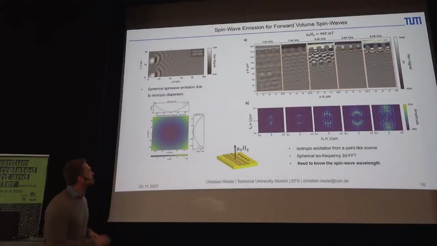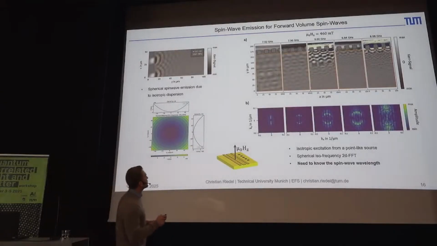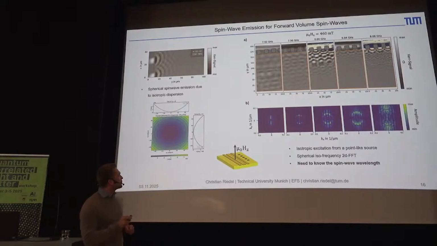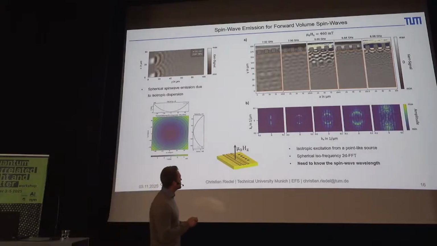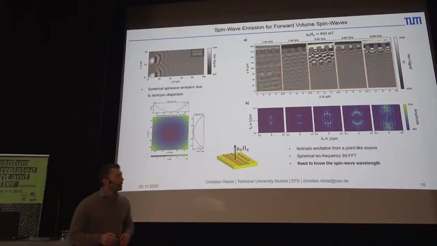So we did some further experiments. This time we changed the frequency by a given external magnetic field, and we investigated the interference pattern behind the diffraction grating for forward volume modes. And if you do the 2D FFT from the areas indicated by these rectangles, you can see that you have a spherical-like k-vector distribution, which also shows you that we have a point-like excitation.